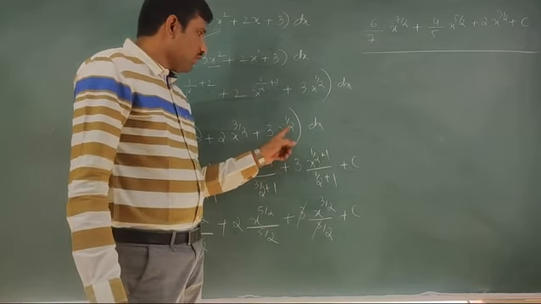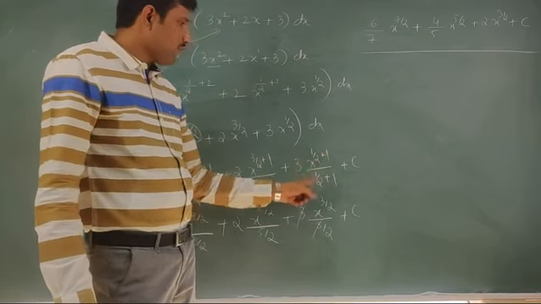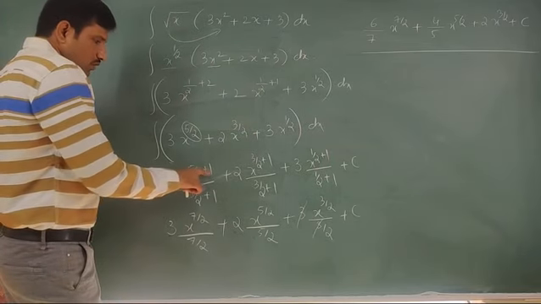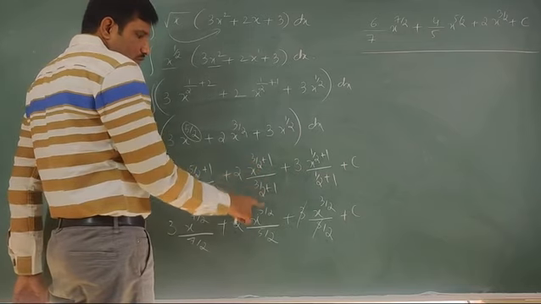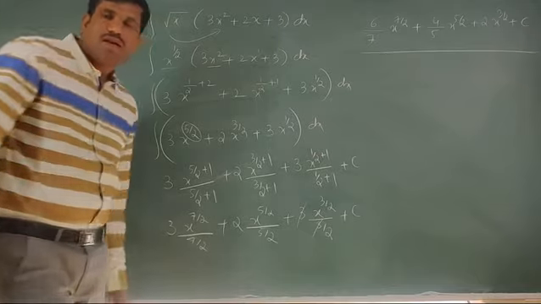Plus 3 into x raised to 1 by 2. What is integration of x raised to 1 by 2? X raised to 1 by 2 plus 1 by 1 by 2 plus 1. Now see here. So 3 into 2 1s are 2, 2 plus 5 is 7 by 2 divided by 7 by 2. 2 1s are 2, 2 plus 3 is 5 by 2 divided by 5 by 2. 2 1s are 2, 2 plus 1 is 3 by 2 divided by 3 by 2.